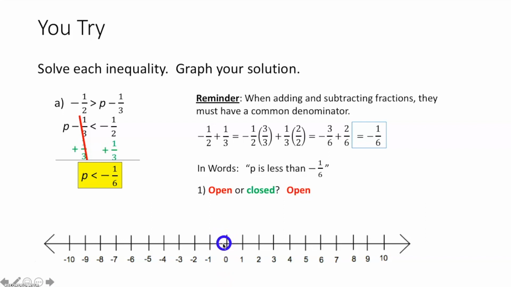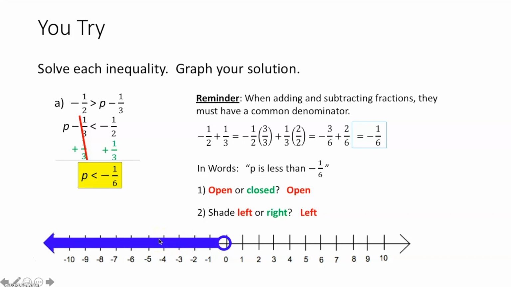Now that we've done that, what we can do is decide, are we shading to the left or the right? So we look back up here, P is less than -1/6. So we want all the numbers less than -1/6. So -1, -2, -3, -4. So we're going to shade to the left. And again, if you forgot, since we have our variable on the left, we just look which way the inequality symbol points, and we shade that way.